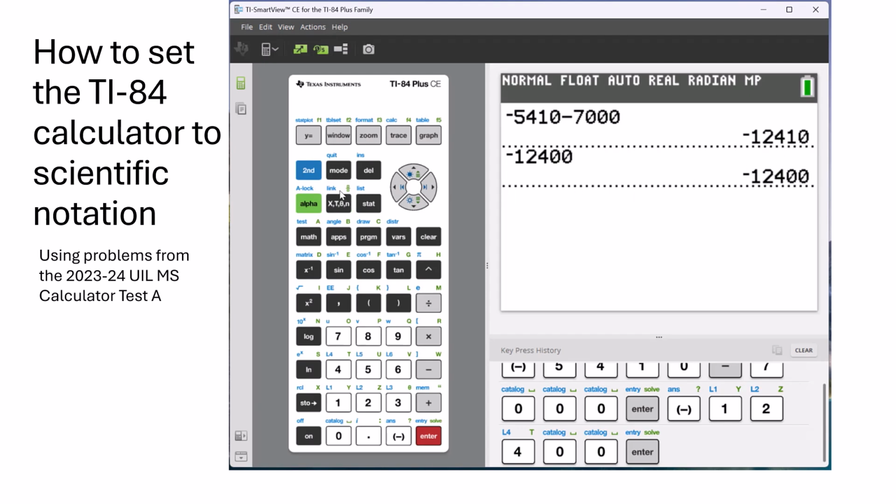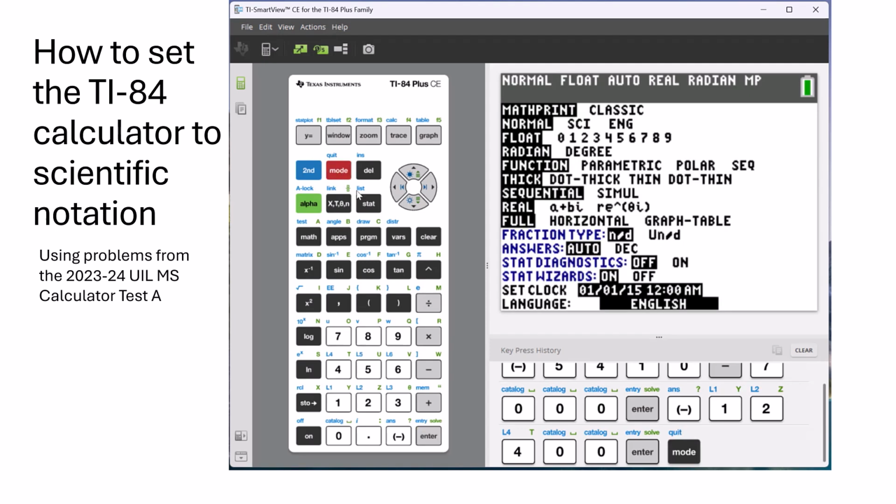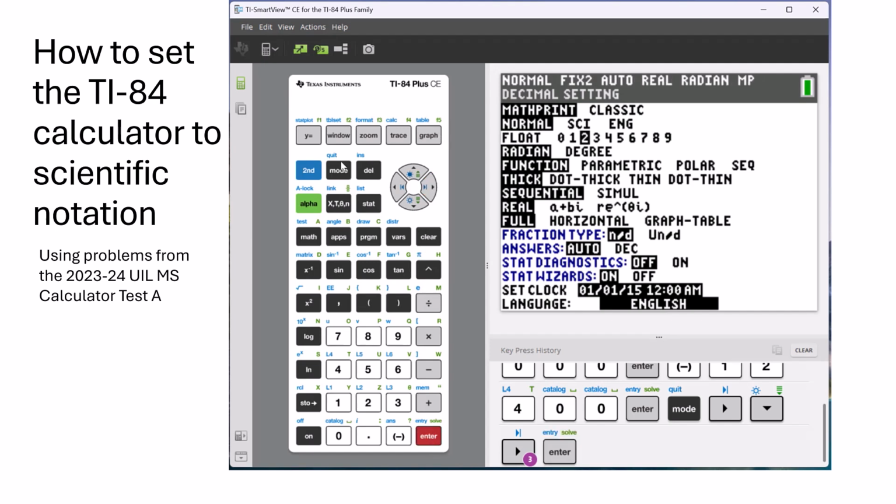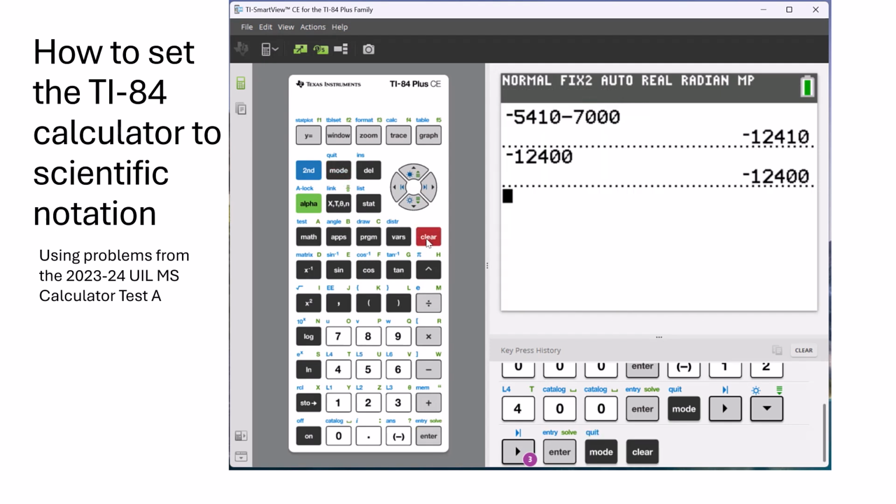But you can have your calculator automatically do this. So I always hit mode, and sometimes I forget. You see the scientific notation, right? Then you're going to want to come down to float. And float is usually the number of decimals, the number of digits after the decimal. So I'm going to hit 2 and double check. The easiest way to get out of this for me is to hit mode clear. That works the fastest. So I can say, okay, let me go ahead and change this answer.